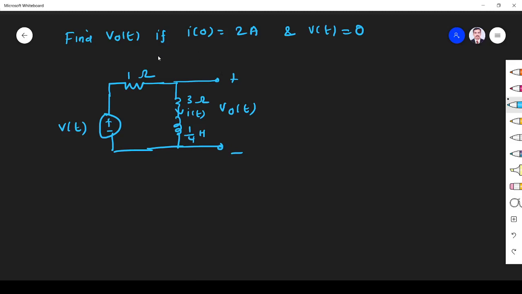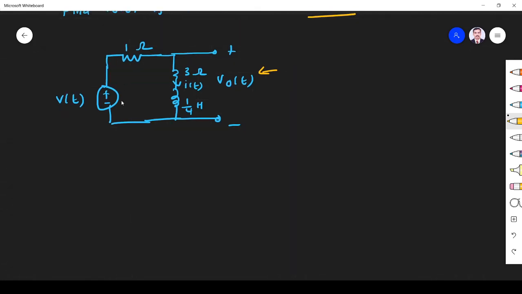Let us see this problem. Find Vo of t, if i of 0 is equal to 2 ampere and v of t is equal to 0. So we have to find this Vo of t. What is the condition they have given? V of t is 0, so it is a short, right? So the circuit becomes like this.